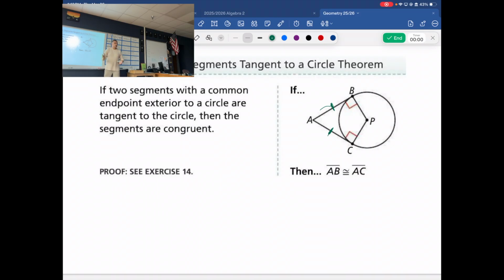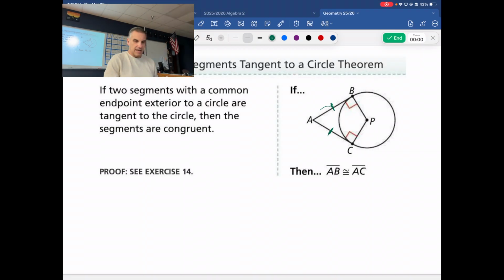We're not going to prove it. You're just going to make the assumption that this works: if you have a point outside of a circle, and you have two tangent lines to your circle, those two segments always have to be the same. They always have to be the same.